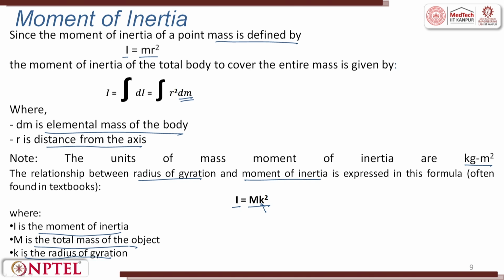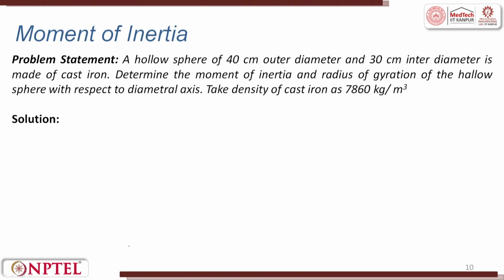Let us try to look at certain problem statements on this and try to have a solution on them. A hollow sphere of 40 centimeter outer dia and 30 centimeter internal dia is made of cast iron. Determine the moment of inertia and radius of gyration, that is, I have to find the value of I and the value of k, of the hollow sphere with respect to the diametral axis. Take density of cast iron as 7860 kg per meter cube.